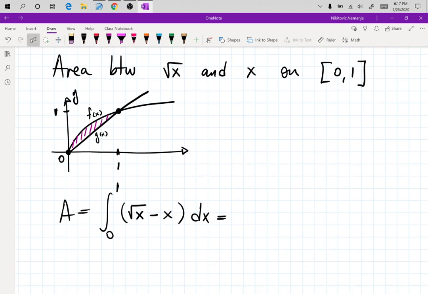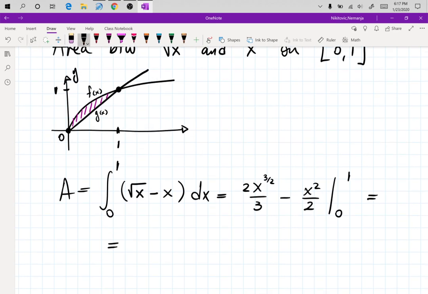What is the integral of square root of x? Very good. And what is the integral of x? Divided by 2. Divided by 2. Oops. From 0 to 1. Area is going to be 2/3 minus 1/2, and then minus 0, which is common denominator of 6, 4 minus 3, 1/6.